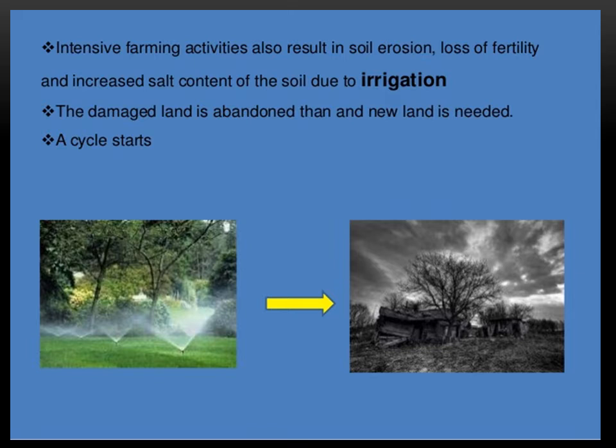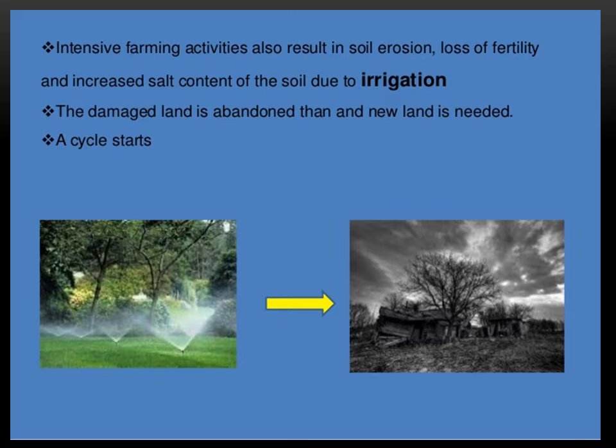Over the past 40 years, about 30% of the world's cropland has become unproductive. This is the result of soil erosion, loss of fertility, and increased salt content of the soil due to irrigation. I've told you that irrigation is artificially supplying water to the crops by making canals in the rivers or by diverting the river channels or tapping out the groundwater. Canal water supply is the main reason for the salinity in the water, which leads to loss of the fertility of the land.